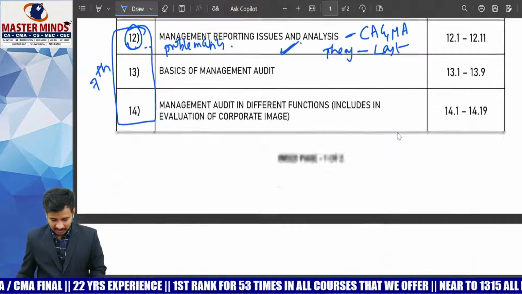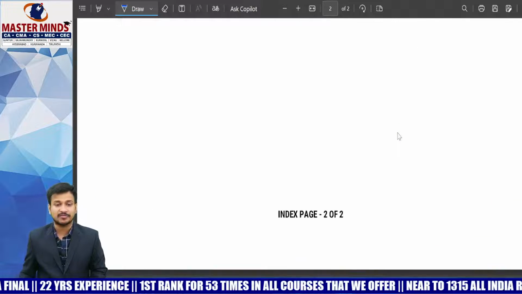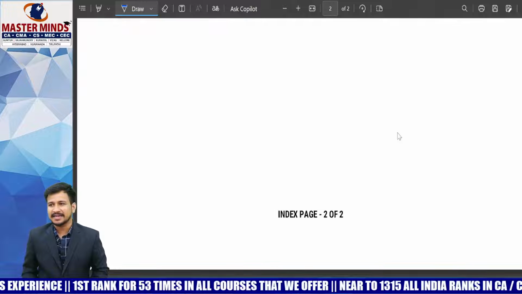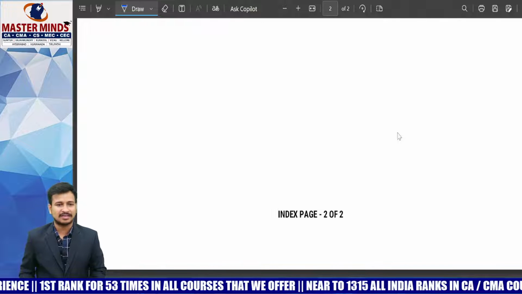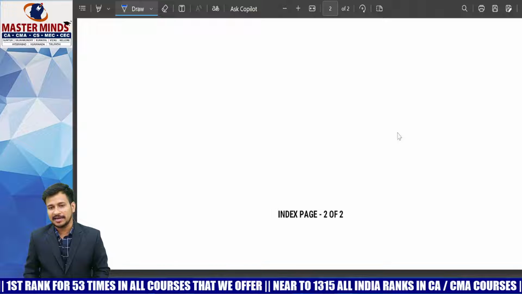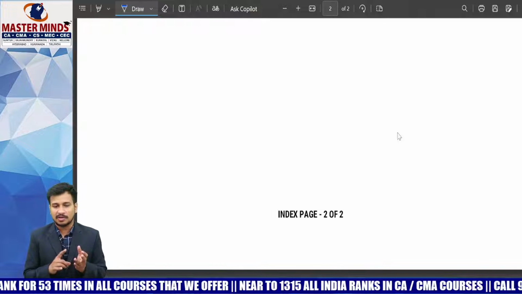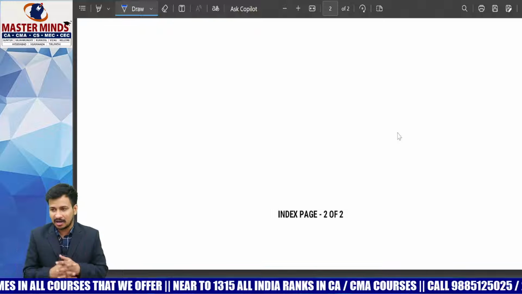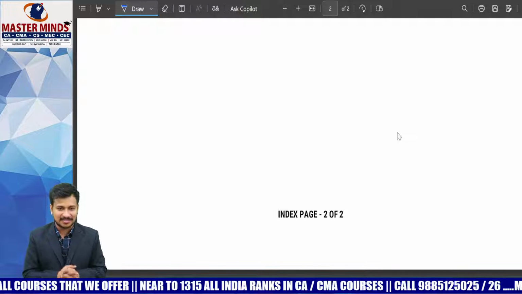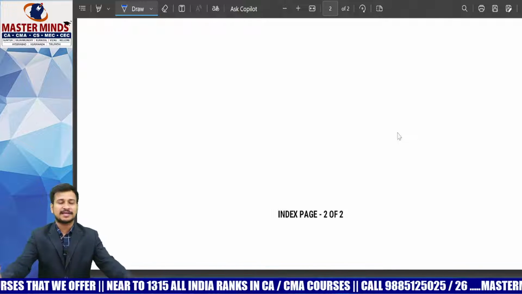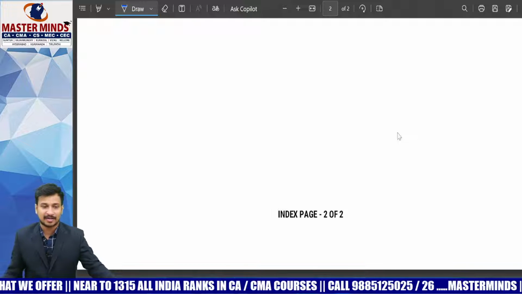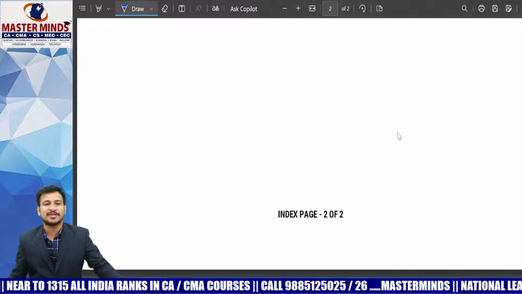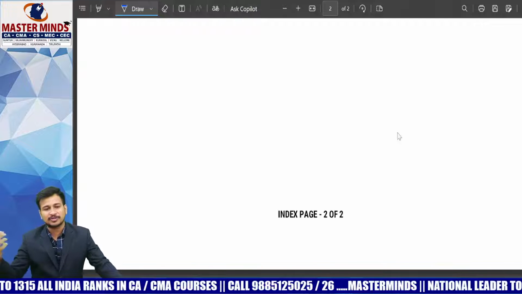So my dear children, this is your preparation strategy for cost and management audit. As I said, nothing great to discuss in this subject, because it is as simple as that. You're going to get either some direct theory questions or some practical questions or some problematic questions. The beauty of this paper is a combination of these 3 things. And if you just prepare the second chapter, on an average, you're going to get 30 to 35 marks, strictly speaking 28 to 35 marks, and some bits you're going to get again.